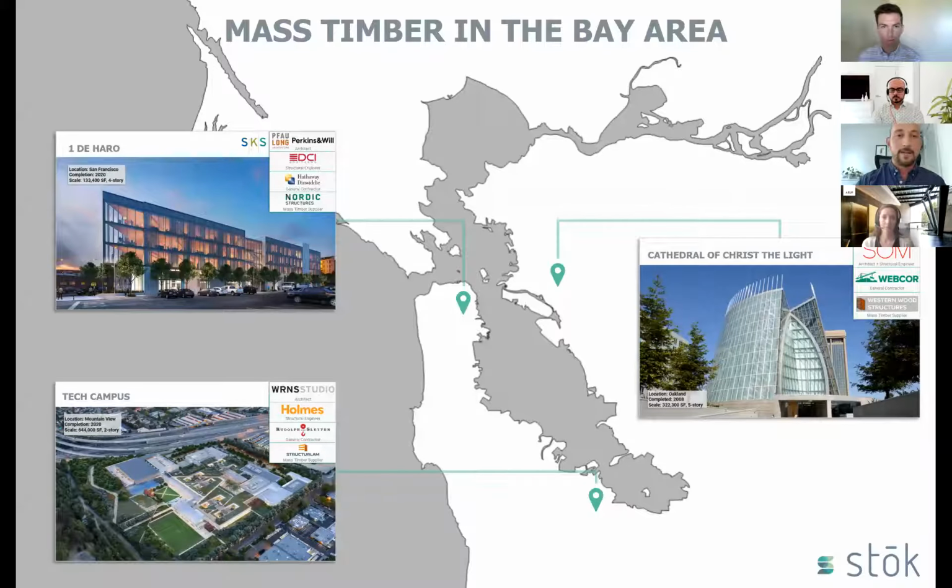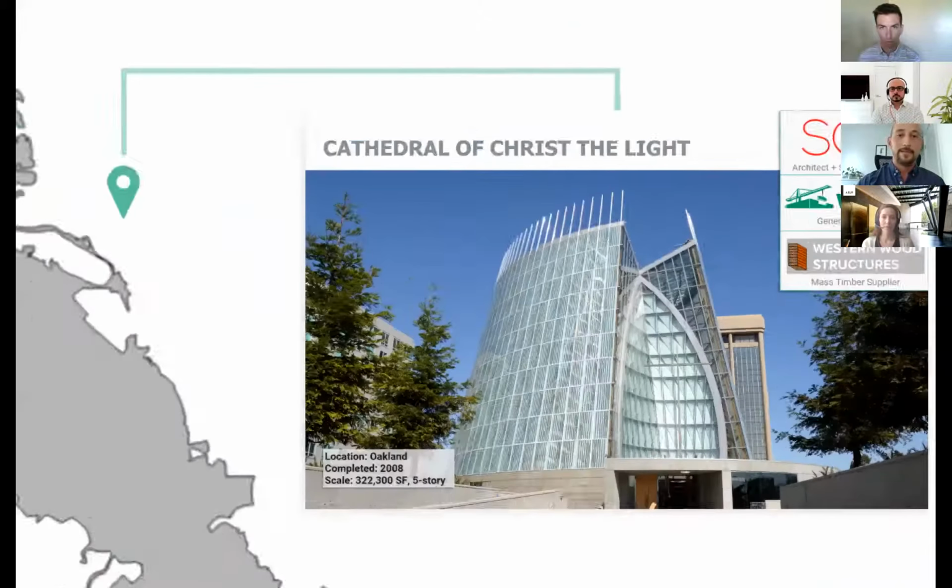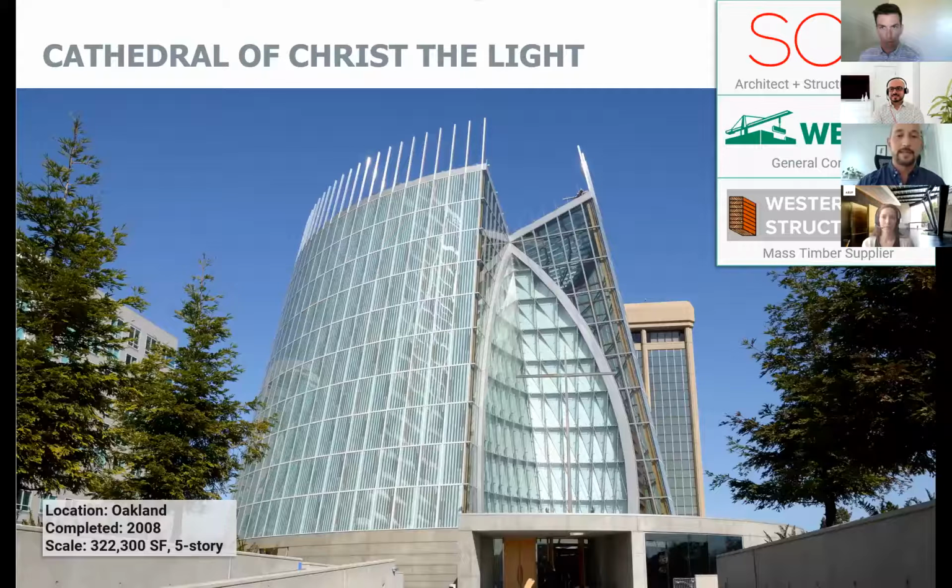Great. So finally, I'll touch on a bit of a different one. You may be familiar with this project if you've ever been to Lake Merritt in Oakland. This is the Cathedral of Christ the Light, at the northwest point of Lake Merritt. It was actually completed back in 2008, so it really predates the recent push that we've seen around mass timber. It's 322,000 square feet and 5 stories, with a really interesting shape.